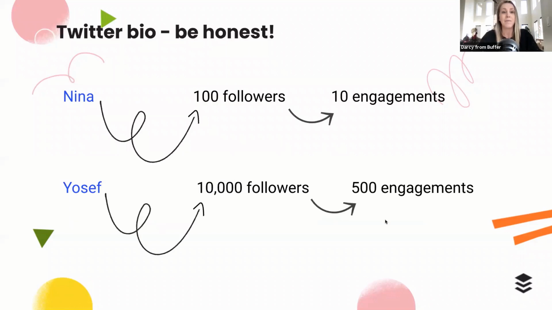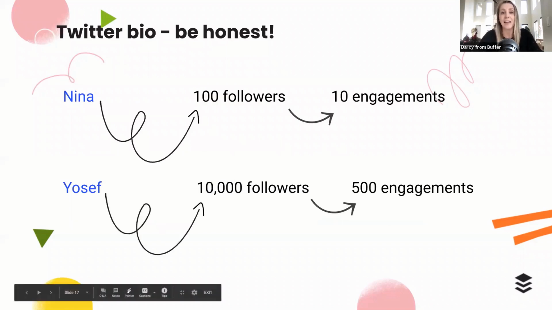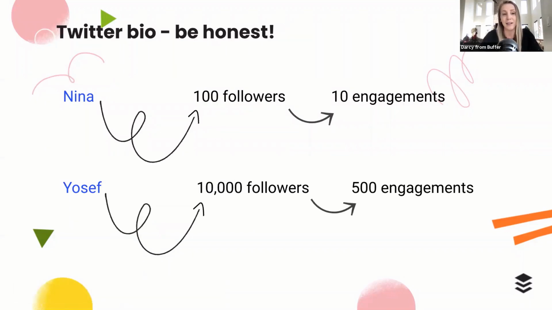So for example, if Nina has 100 followers and then she gets 10 engagements on a tweet, that gives her a 10% engagement rate. And if her competitor Yosef has 10,000 followers and then he gets 500 engagements on a post, that does sound like he's doing better, but in reality, the end result is that his engagement rate is lower than Nina's. His is 5%, and the algorithms might work more in Nina's favor in that case. So all of that to say that we want to aim for those legitimate targeted followers, and we want the honesty in our bio in order to do that.